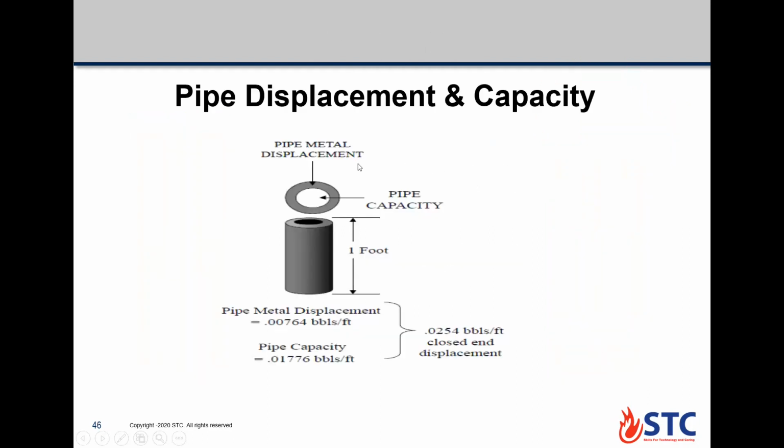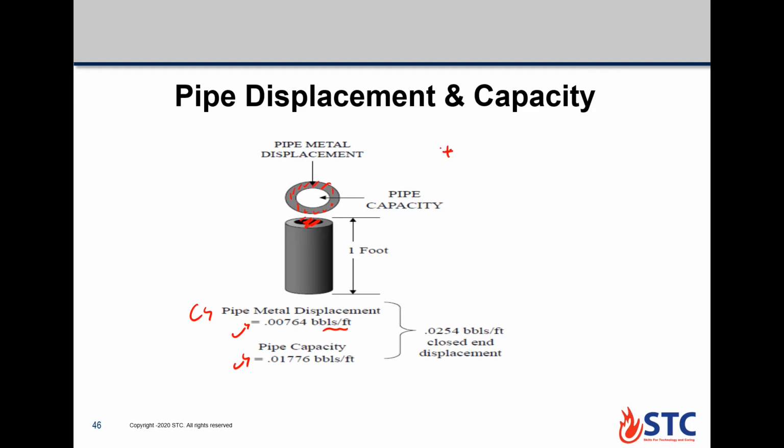Here is just a representation of the dry tripping and wet tripping. For dry tripping, you only take into consideration the pipe metal displacement in barrels per foot. But if you are in a wet tripping, you need to take metal displacement plus pipe capacity. This one is called metal displacement, and here the inside of the pipe is called the pipe capacity.